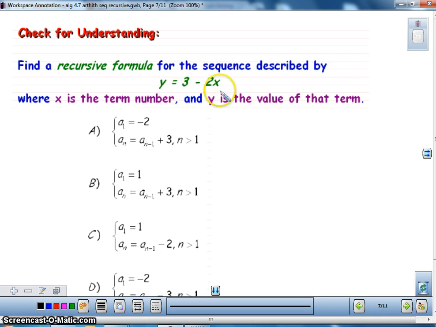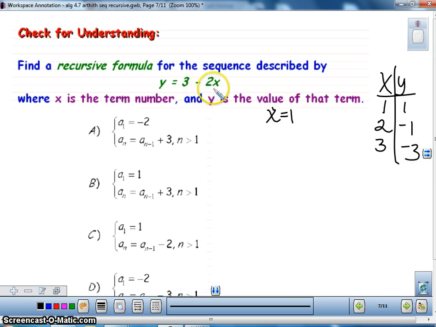Now, the first thing you might want to think of, well, what happens when x equals 1? So if we want to think of a table, we have x and y. If x is 1 in this formula, 3 minus 2 gives us 1. If x is 2, 3 minus 4 gives us a negative 1. If it's 3, 3 minus 2 times 3, 3 minus 6, is going to give us a negative 3.